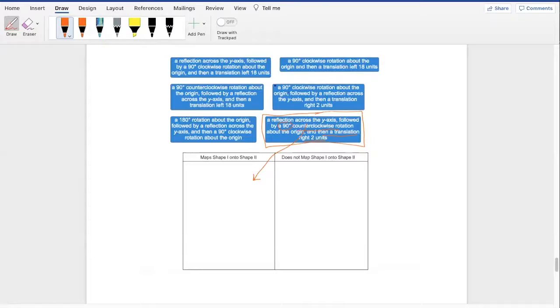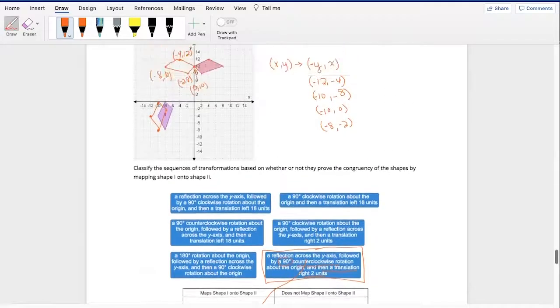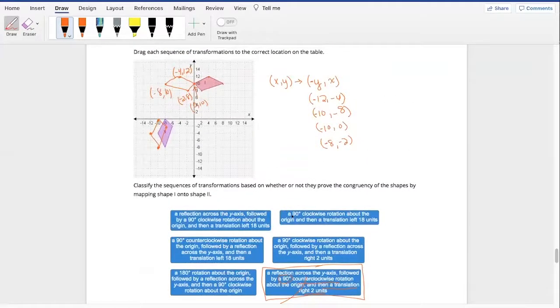This could take some time if we went through all of those. Again, I was just going to do that one example for you, and you can try the rest on your own. Look up those rules for your 90-degree clockwise and counterclockwise. That will really help you show where your points end up after those rotations.